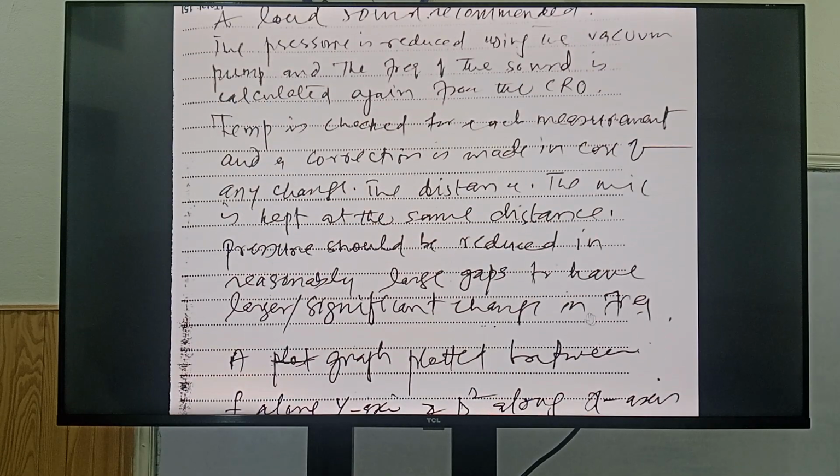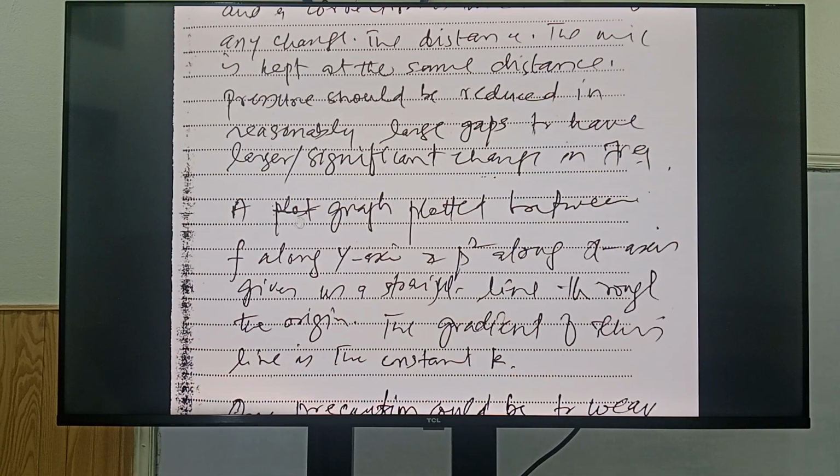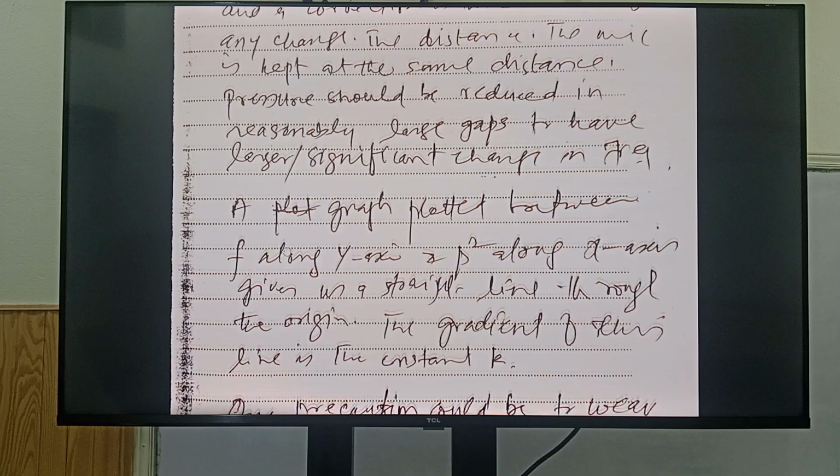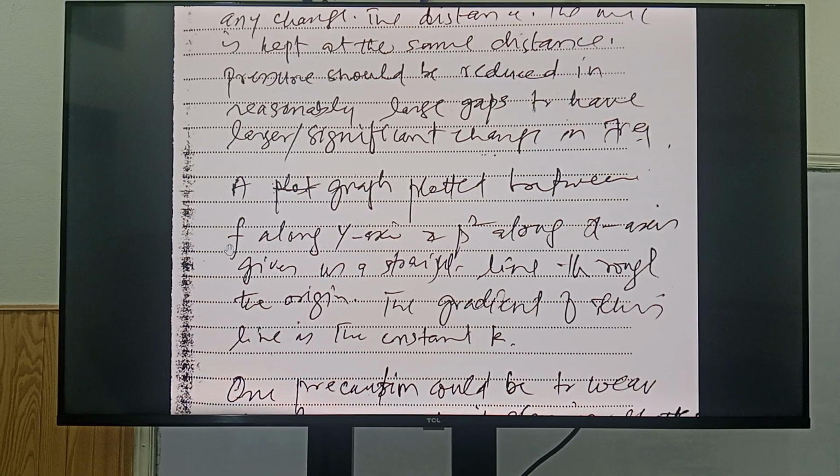I mean, this is where you have completed the data collection part. Now the data representation part starts here. A graph plotted between f along the y-axis and p square along the x-axis will give us a straight line through the origin, because from the equation it can be easily inferred that there will not be any y-intercept, so this will be passing through the origin. The gradient of this line is the constant k.